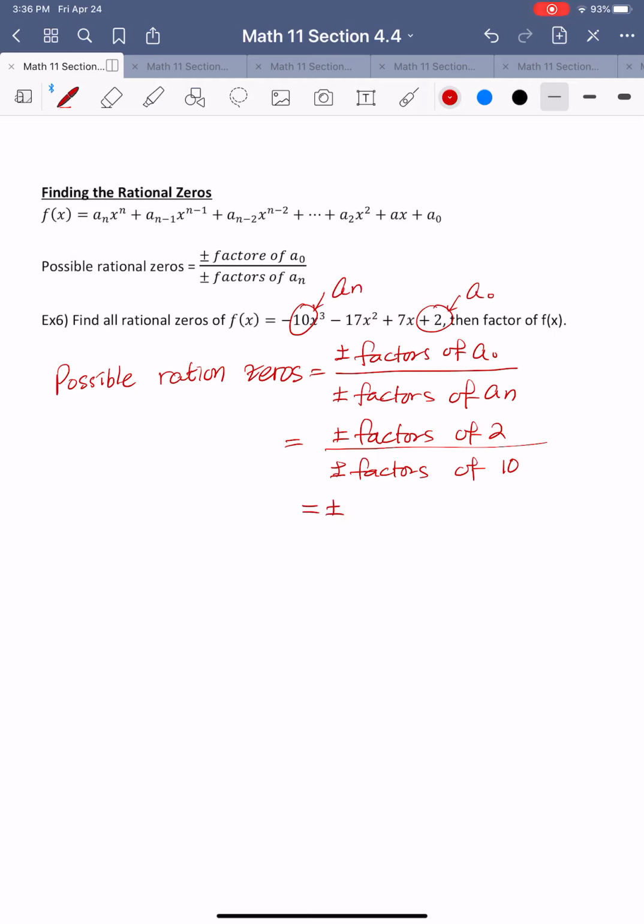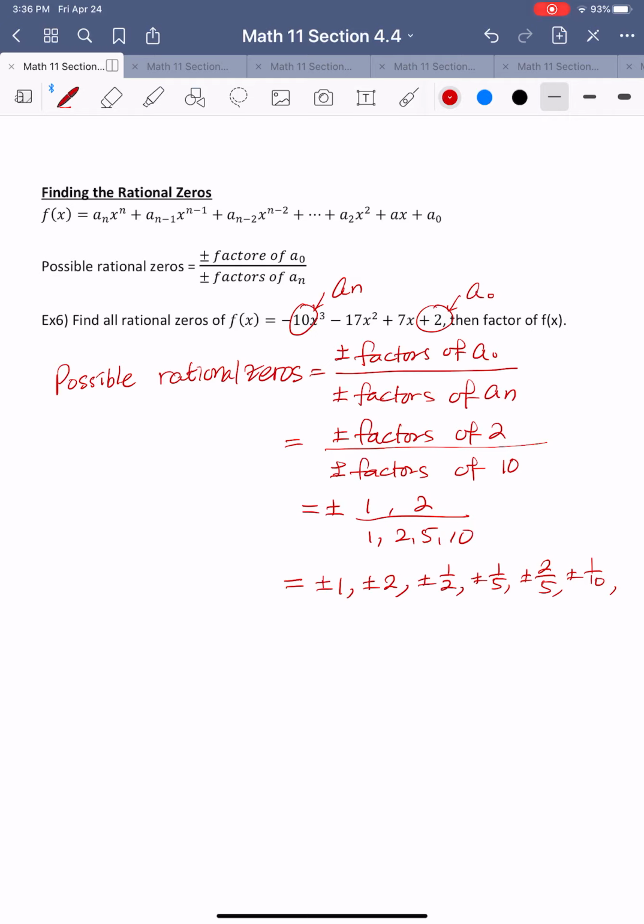Now factors of 2 are 1 and 2. Factors of 10 are 1, 2, 5, and 10. And if we put that as a ratio, it becomes 1 over 1, which is 1, 2 over 1, 1 over 2, and 2 over 2 same as 1, and then 1 over 5, and 2 fifths, and then 1/10, and 2/10 same as 1/5. So this is the list of possible rational zeros. If the zeros are rational, it will be one of those.